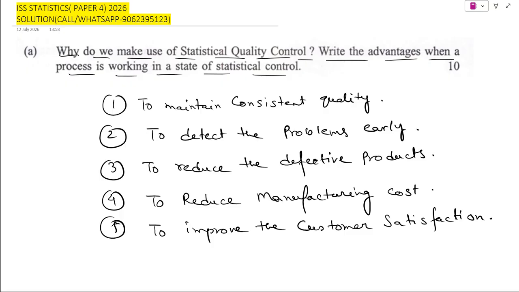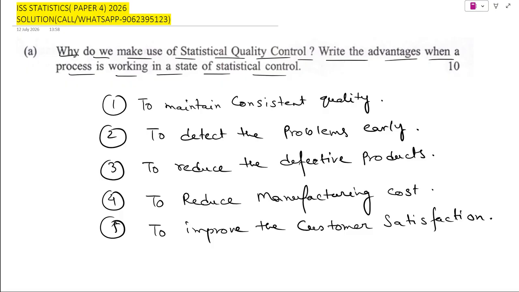Okay. Now let's talk about the advantages. Look, first we will talk about the advantages of a process in the statistical control. So a process is said to be in statistical control when only common causes of variation are present and no assignable causes affect the process. So in such a process, all observations remain randomly distributed within the control limits, right?